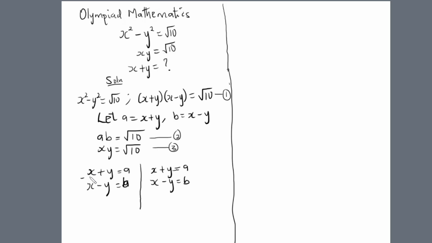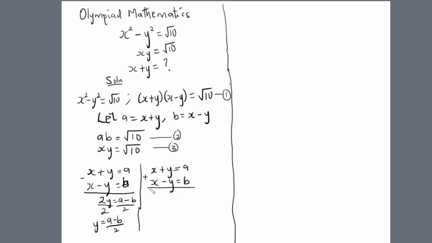So if I subtract here, I'm going to do addition there, just to get the values of x and y. If I subtract, this will be x minus x, which is 0. And then we have y minus minus y, which is y plus y. That is 2y equals a minus b. Then to get the value of y, I just divide both sides by 2. And now I can say y equals a minus b over 2.